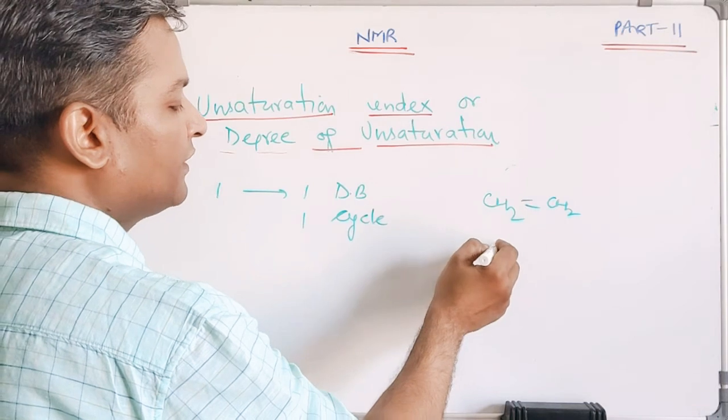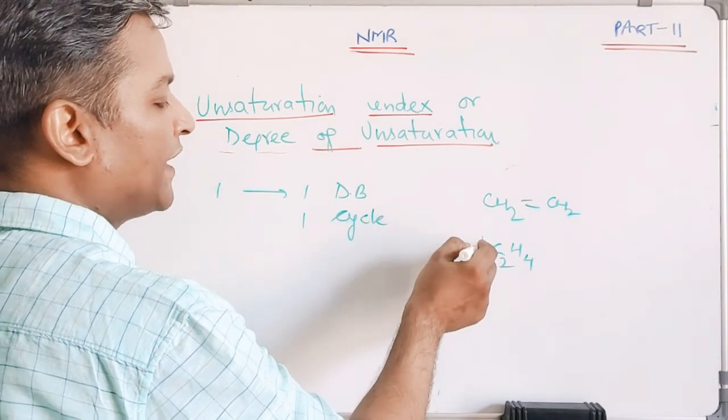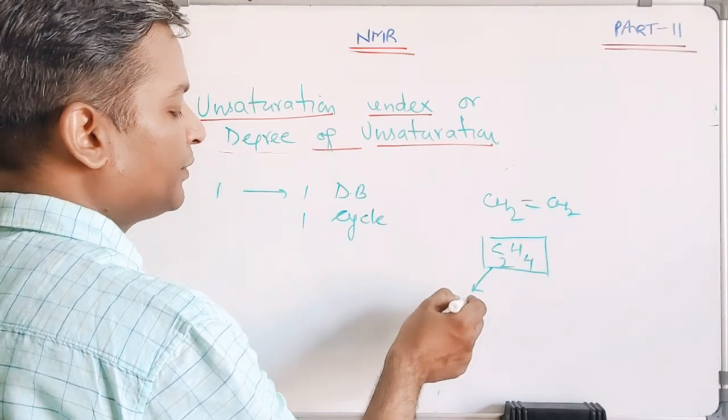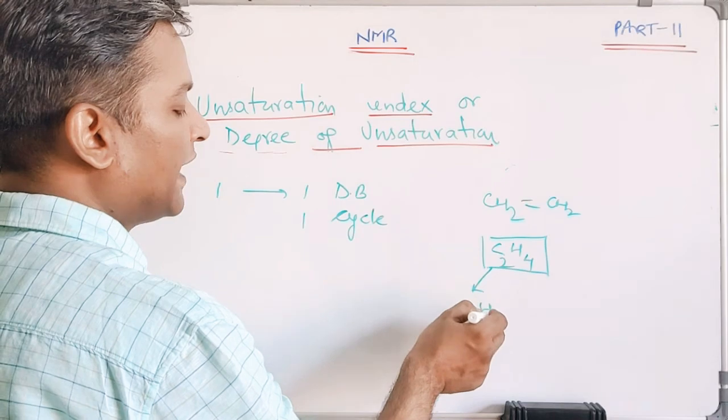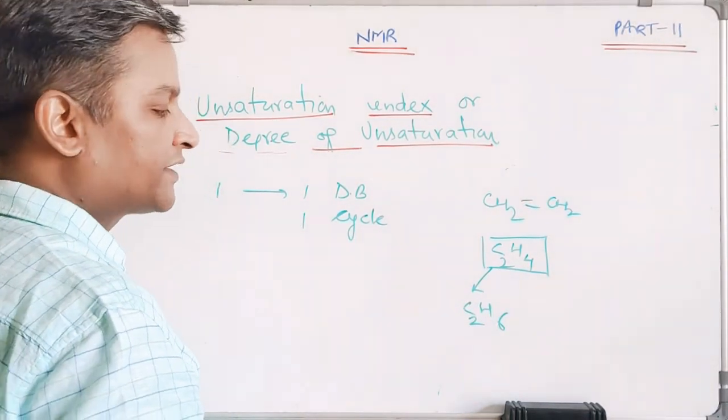What is the formula of ethene? C2H4. Now find out the unsaturation index of this formula. The corresponding alkane value should be C2H6.